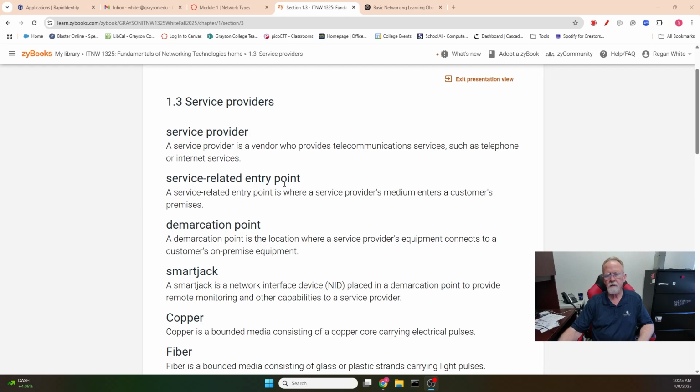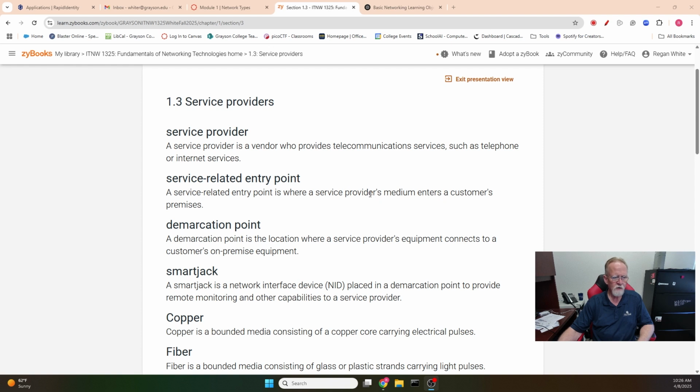Okay, so we need to define our terms here. Service provider is a vendor who provides telecommunication services, telephony, or internet services. Usually if it's telephony, it's going to be voice over IP, as opposed to standard plain old telephone lines.